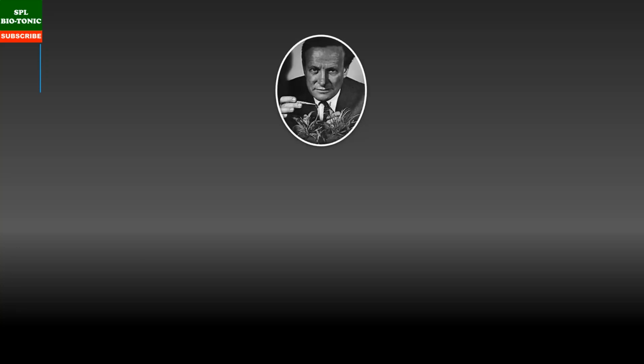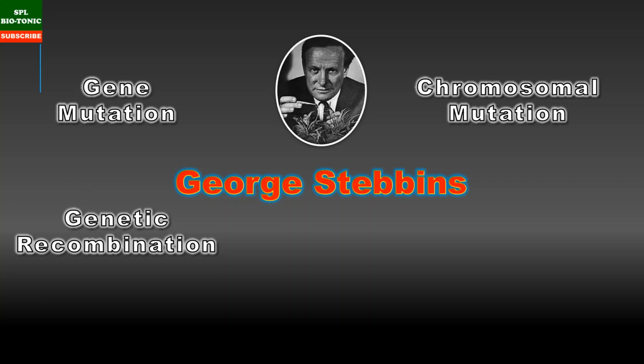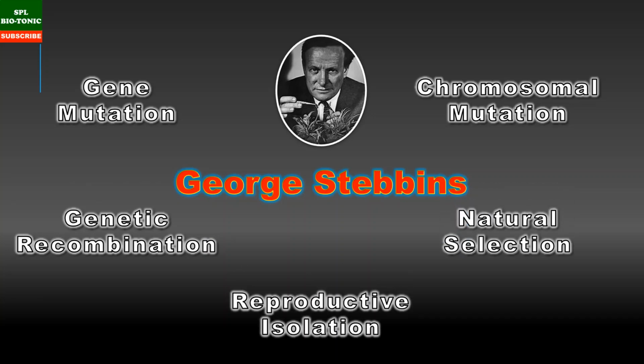Students, many biologists contributed towards this modern synthetic theory of evolution. George Stebbins was a key person among them. Stebbins in his book said that evolution occurs due to gene and chromosomal mutation, genetic recombination, natural selection, and reproductive isolation. So in the next slide, we'll see what those aspects of this theory are.